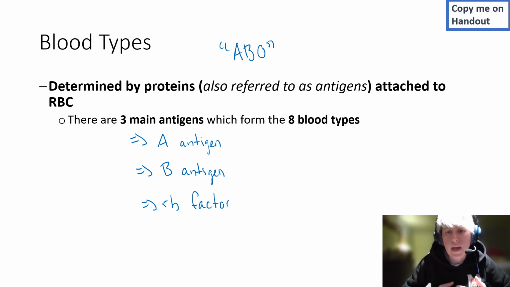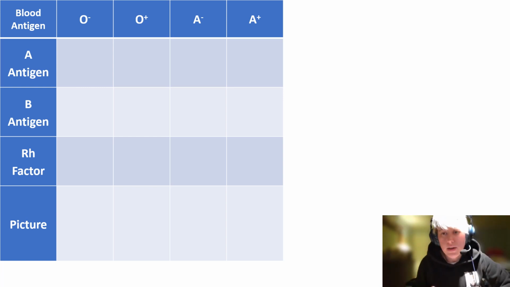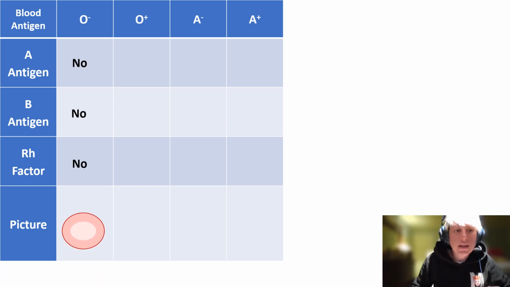So what we're going to do is we're going to look at the different combinations of having these three antigens or having lack of these three antigens to form the 8 main blood types in the ABO blood typing group. So our first blood type would be considered O negative. The O is not actually like the letter O, but kind of like not, so not having anything. So the individuals that have O negative blood don't actually have any blood antigens on their red blood cells. So they don't have the A antigen, they don't have the B antigen, and they don't have the RH factor.